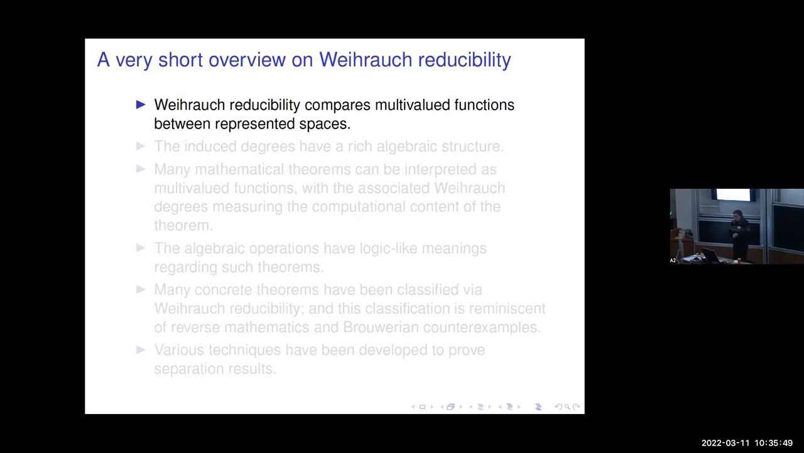Yeah, the very short overview. We've seen it in the talks yesterday. Weihrauch reducibility compares multivalued functions between represented spaces. So we have things which are instances, we have things which are matching solutions, and there is this coding. In the reverse math tradition, coding just happens, but you don't talk about coding. In the computable analysis tradition, sometimes you talk about coding a bit too much, but the coding always happens anyway. You need the coding to move from boring sequences of numbers to interesting mathematical objects.